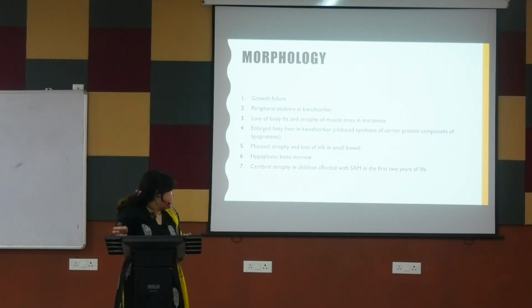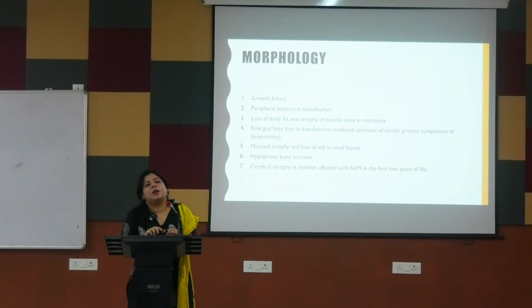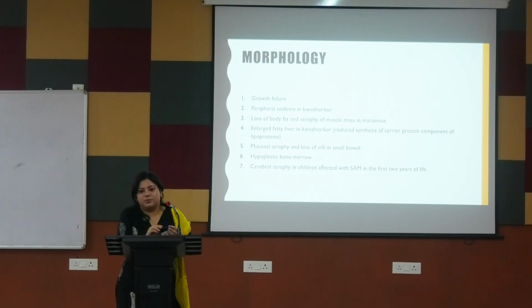Apart from that, there can be lymphoid hypoplasia. The lymphoid organs will be hypoplastic, the thymus will be hypoplastic, and there is T cell deficiency, and T cell mediated immunity is also low in these children.